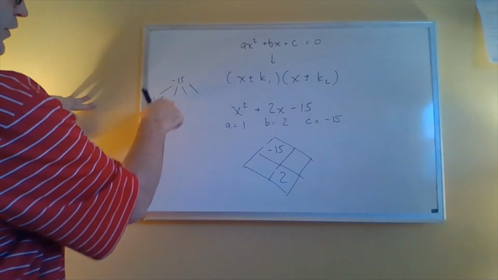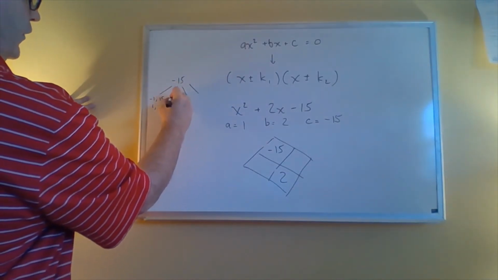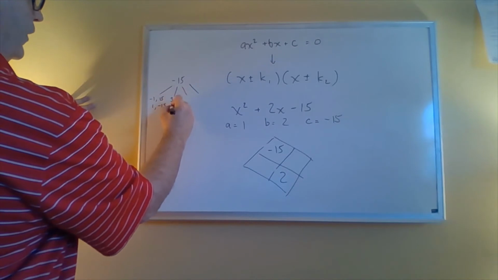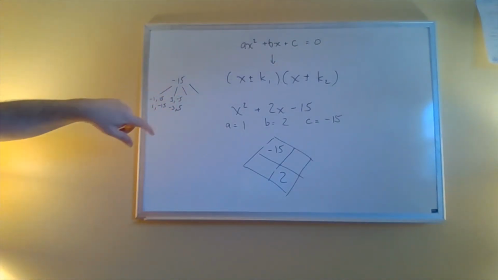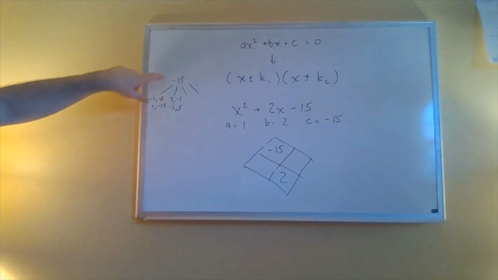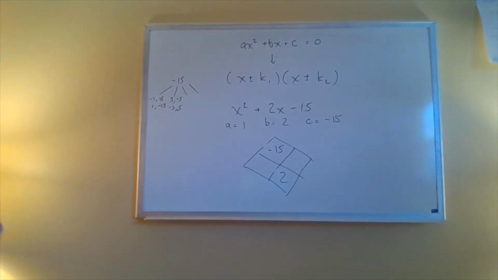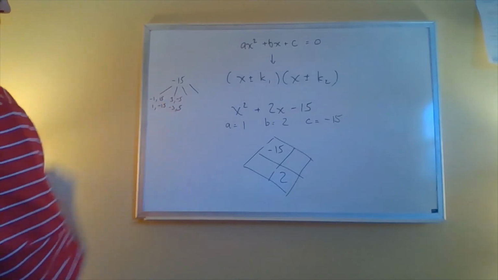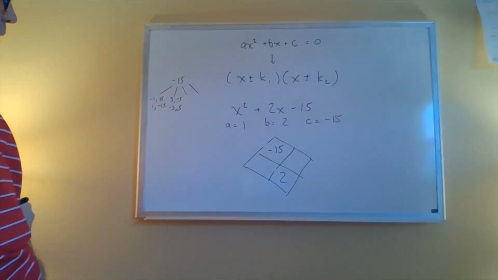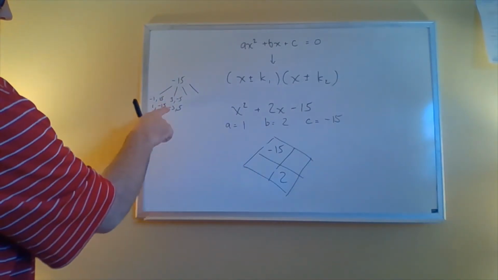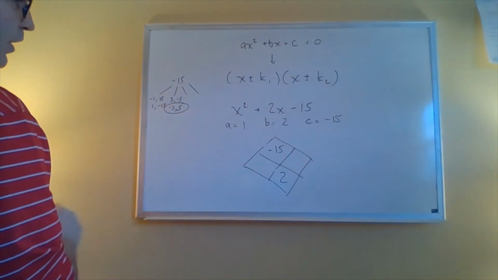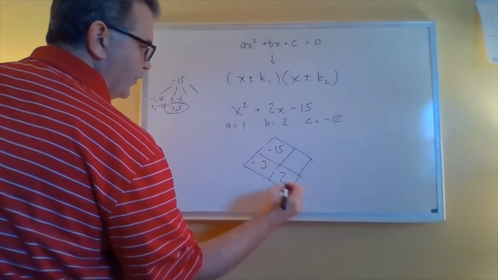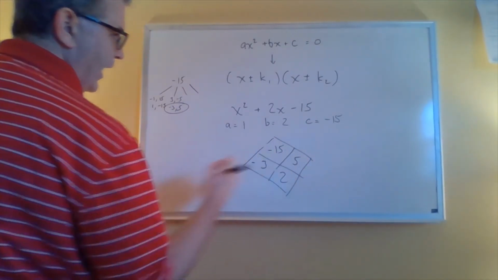If 2 doesn't go into it, but 3 does. So 3 and negative 5, or negative 3 and 5. 3 times negative 5 does equal negative 15. Negative 3 times 5, that equals negative 15. How about when I add these together? 3 plus a negative 5, well, that gives me negative 2. That's not 2. Negative 3 plus 5 gives us a positive 2. That's what we want right there. So our two numbers are going to be negative 3 and 5.